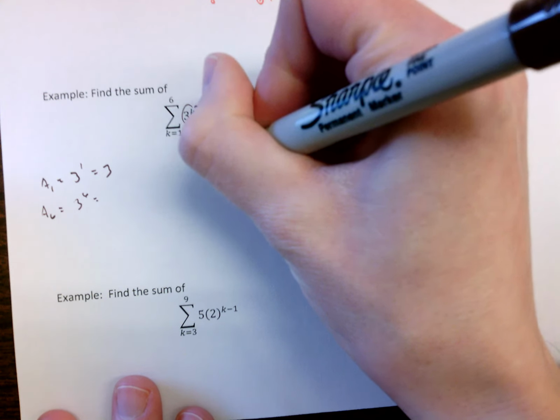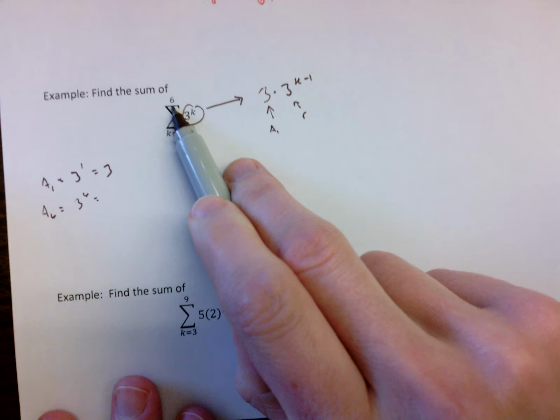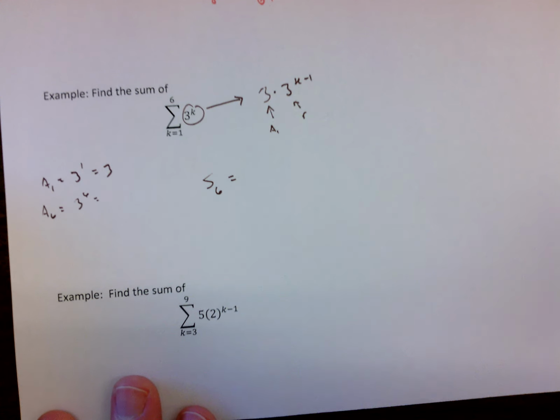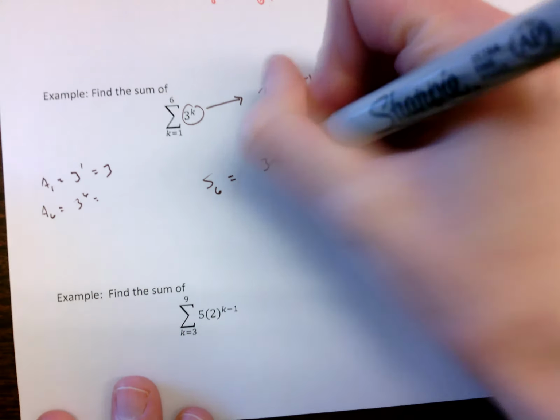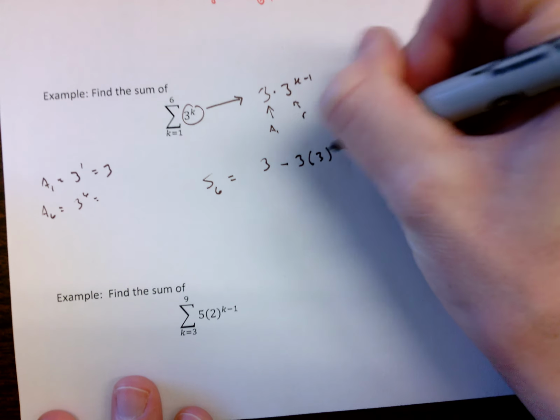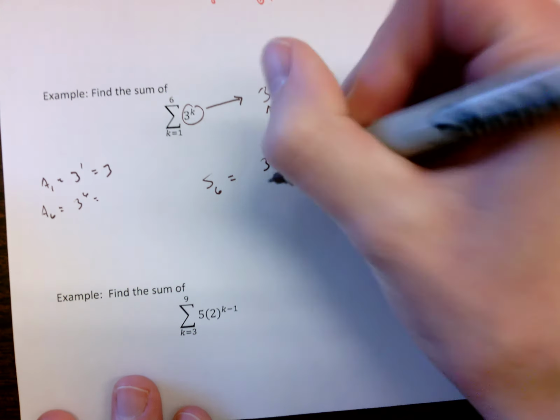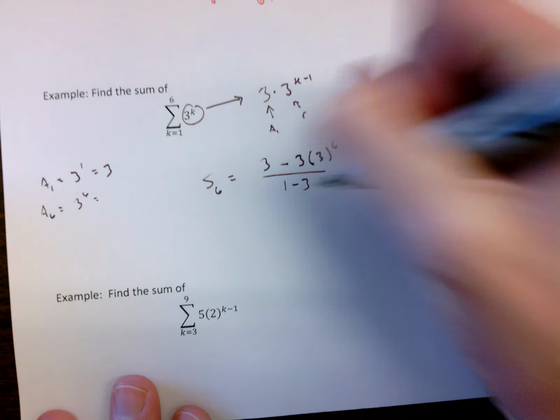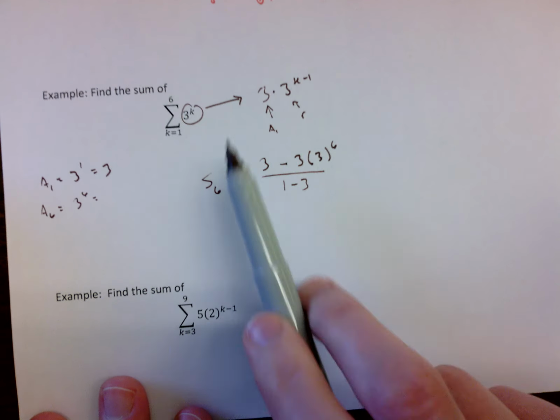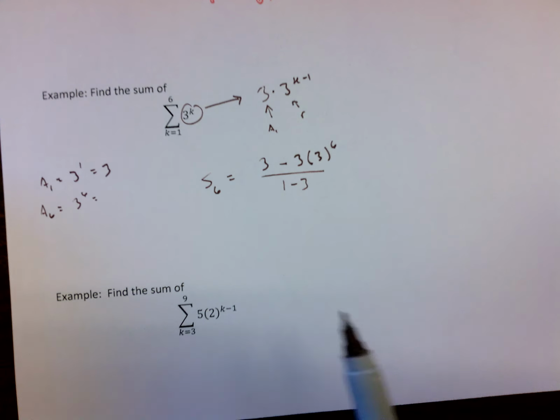Geometric's even easier. So for this one, to find the sum of the first 6 terms, that's what this tells me. Okay, then the rule is it's your first number minus the product of the first number times the rate to the n power, so we're going to the 6th power, over 1 minus your rate. Okay, so we did need to kind of look at it and interpret it this way to figure out what was going on here.